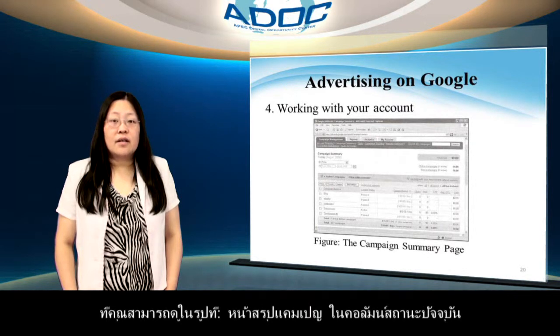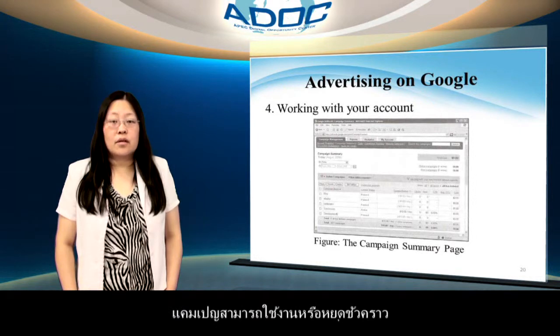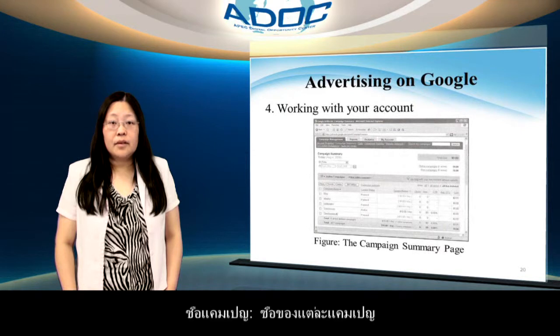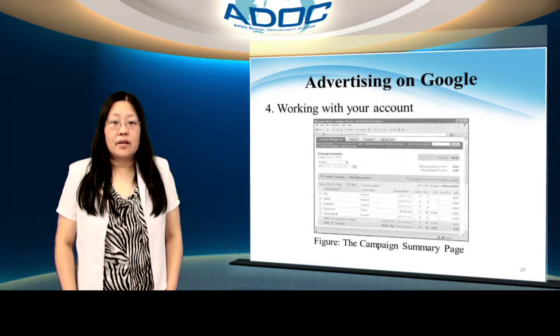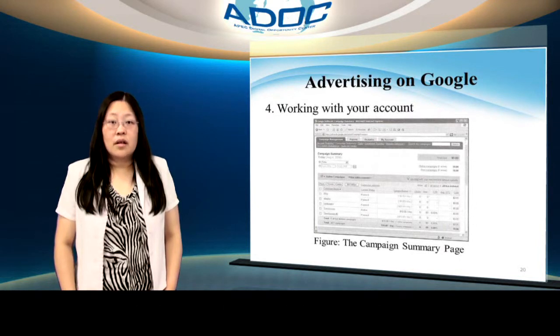As you can see in the figure, the Campaign Summary page has a Current Status column. Campaigns can be either active or paused. Here are the columns you can see in the figure. Campaign name, the name of each campaign. Current status, whether the campaign is active or paused.